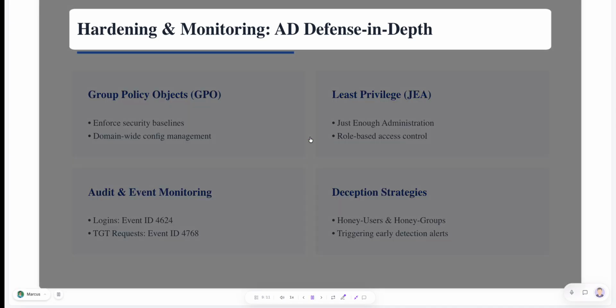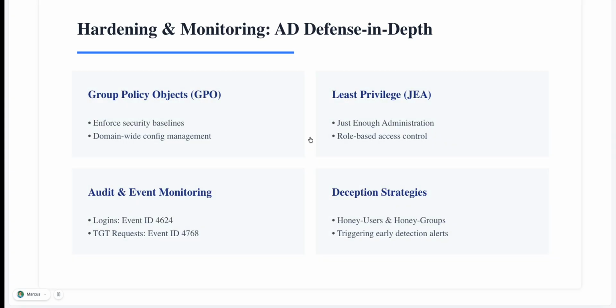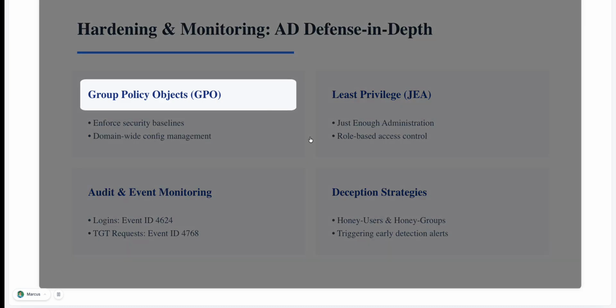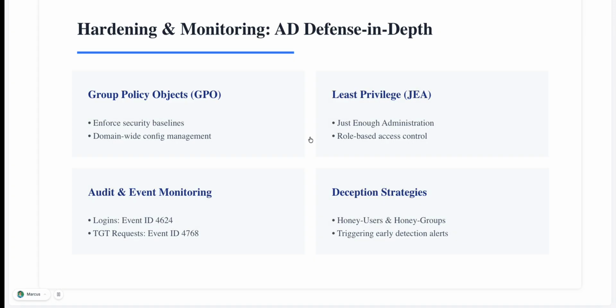Now that we've seen how attackers can scrape credentials if we don't use the tiered model, let's look at the specific hardening and monitoring steps we take to build a defense-in-depth strategy. Our first line of defense is the Group Policy Object, or GPO. This allows us to enforce security baselines across the entire domain automatically. Instead of manually configuring every machine, we use GPOs to ensure that security settings, like disabling LLMNR or enforcing SMB signing, are applied consistently everywhere.